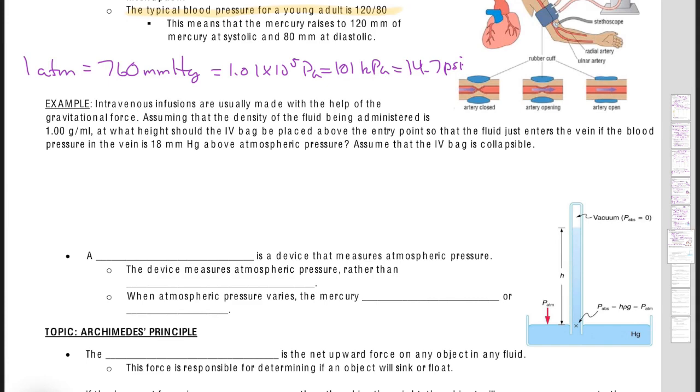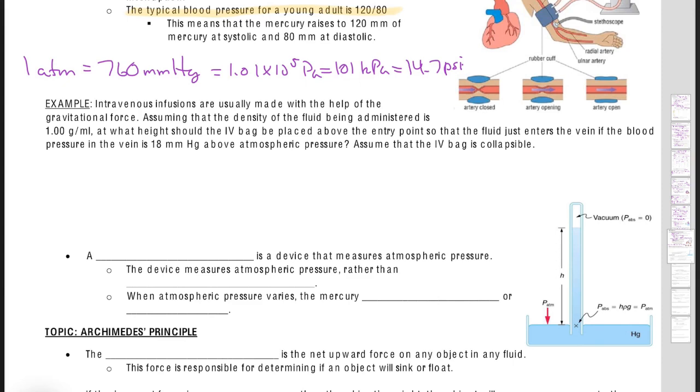This one talks about intravenous infusions, which are usually made with the help of the gravitational force. Assuming that the density of the fluid being administered is 1.0 grams per milliliter, at what height should the IV bag be placed above the entry point so that the fluid enters the vein if the blood pressure in the vein is 18 millimeters of mercury above atmospheric pressure? Assume the IV bag is collapsible. What we need to do is some conversions first of all.